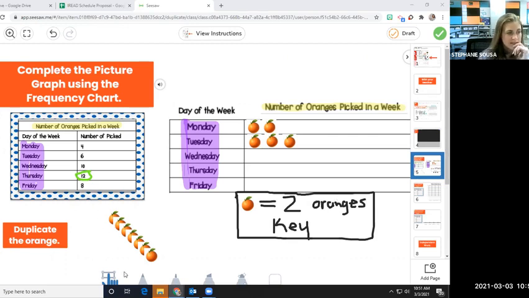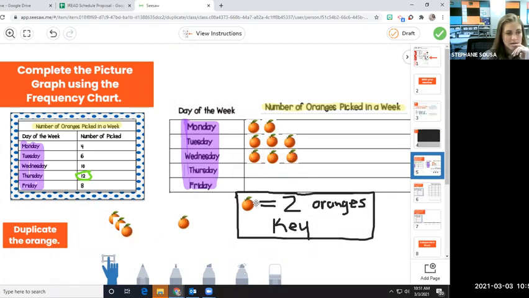All righty, Wednesday. Let's take a look at Wednesday. We have 10 oranges. Let's count by twos as we move our oranges to Wednesday. 2, 4, we got to get to 10. 6, 8, we're still not at 10. 10. 2, 4, 6, 8, 10. 5 pictures represent the 10 oranges picked on Wednesday because we are counting by twos.